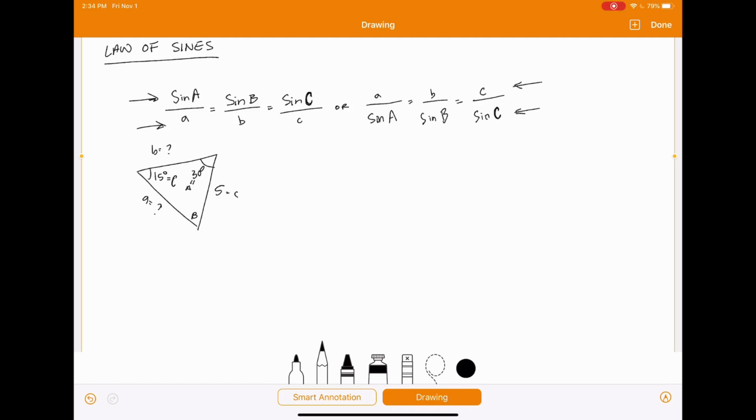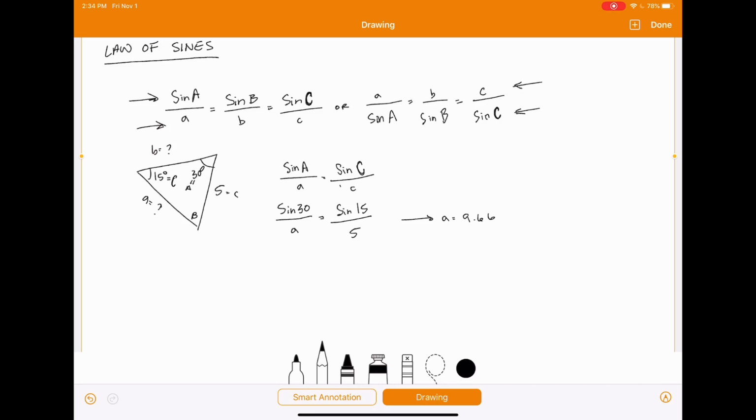All right, so I'm going to use my law of sines to first solve for A. So I'm going to get the sine of A all over A equals, now the only side that I know is C, so I've got to do the sine of C all over C. All right, so we're going to get sine of 30 all over our unknown equals the sine of 15 all over 5. Now, again, you can cross multiply and solve, and you will get A equals 9.66.